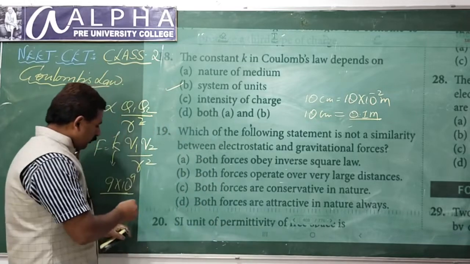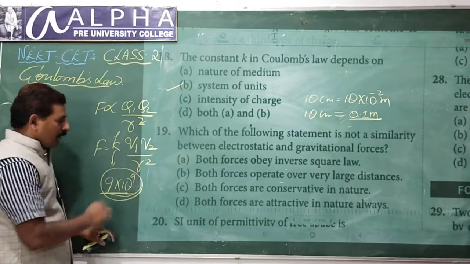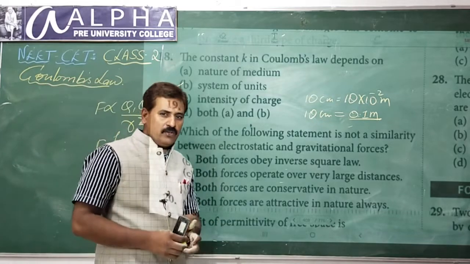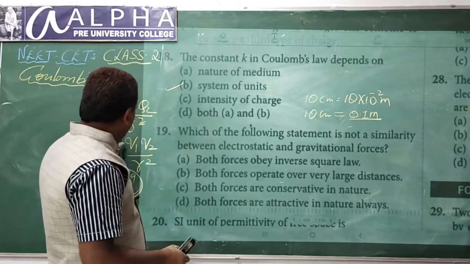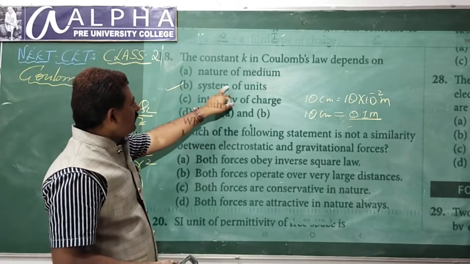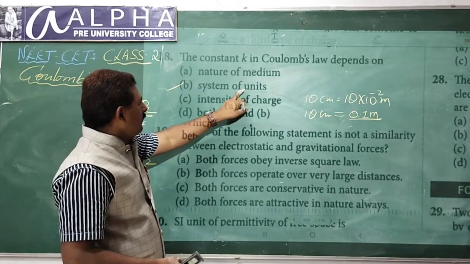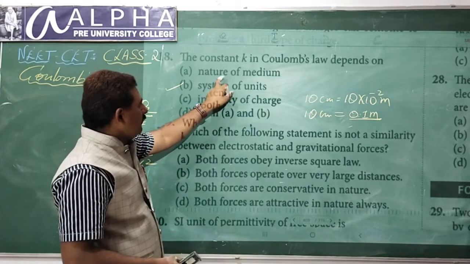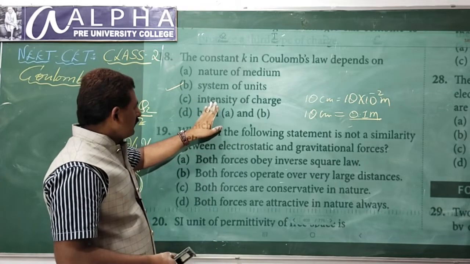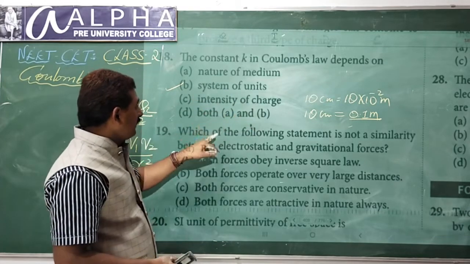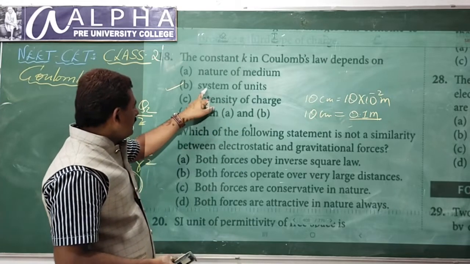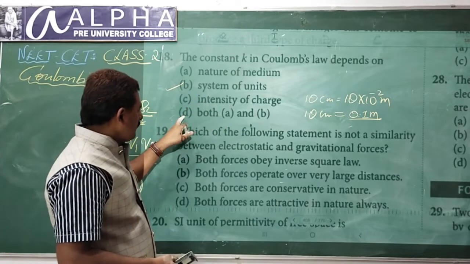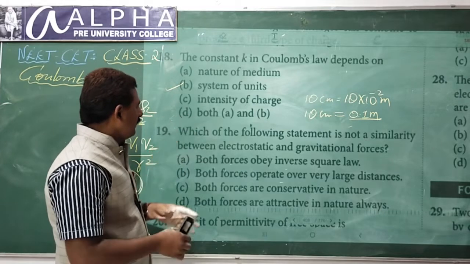Similarly, the value in SI is 9 into 10 power 9. But if you go to some other units, the magnitude varies. That's why the K value doesn't depend on system of units, but depends on medium, only medium. It does not depend on intensity of charge. You did not learn this way. So, since these two are not correct, the option D is also not correct.